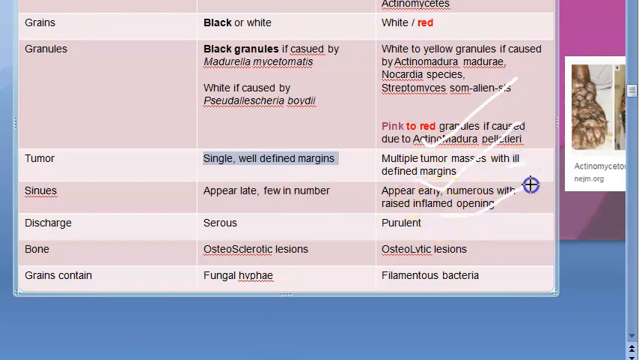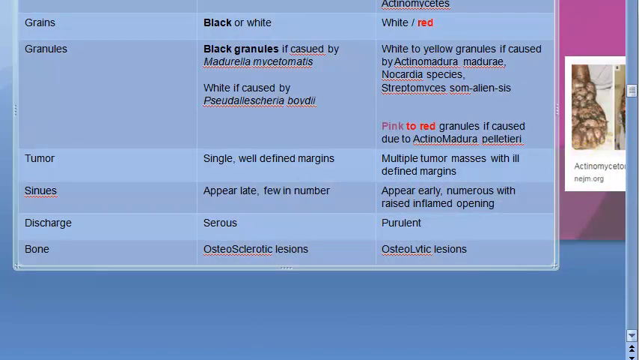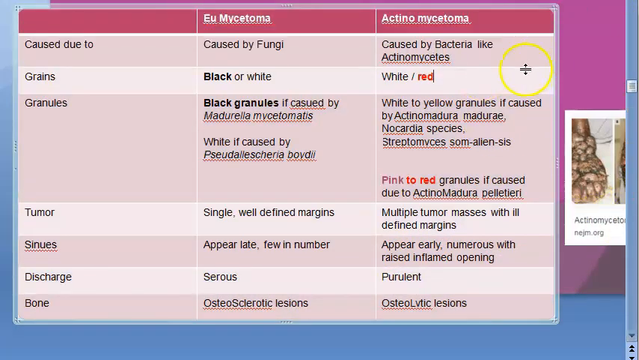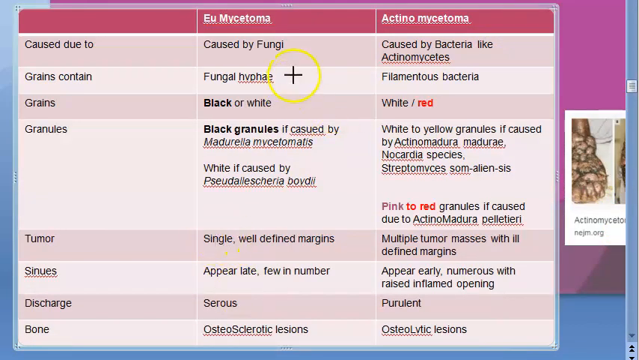It's going to be red colored, with multiple tumors and ill-defined margins. The sinuses appear early. There are numerous sinuses with a raised inflammatory opening. The discharge is purulent, pus comes. There are osteolytic lesions. And obviously, what will you find in the grains? Filamentous bacteria. It is a very easy thing to know.